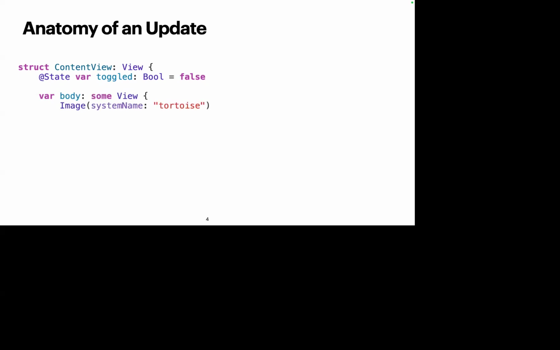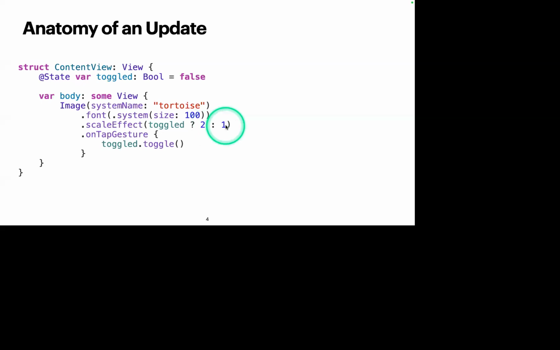Okay, so anatomy of an update. Here we have a SwiftUI view. We have an @State variable called toggled, which is initialized to false. And then in the body, we have the image. Right now we're just displaying a tortoise, the SF symbol tortoise. It is font of size 100, or custom size. And we add a view modifier called the scaleEffect view modifier. When toggled is true, we want to scale it up by 100%, so it's 2. Otherwise, we want to just keep it as the default size, so just a regular 100% size.